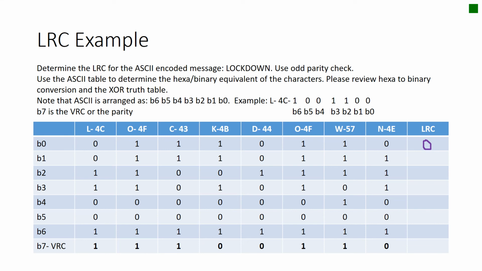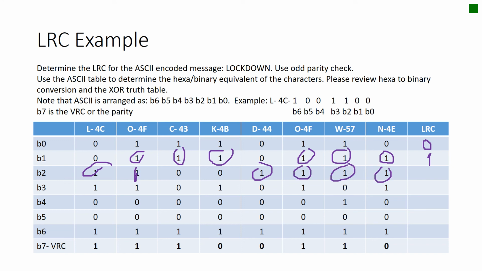Okay? So, let us try to determine the LRC for the rest of the bit positions. 1, 2, 3, 4, 5, 6. But since we're using odd parity check, the LRC should be 1. 1, 2, 3, 4, 5, 6. So the parity should be 1. Okay, do the same for the rest.